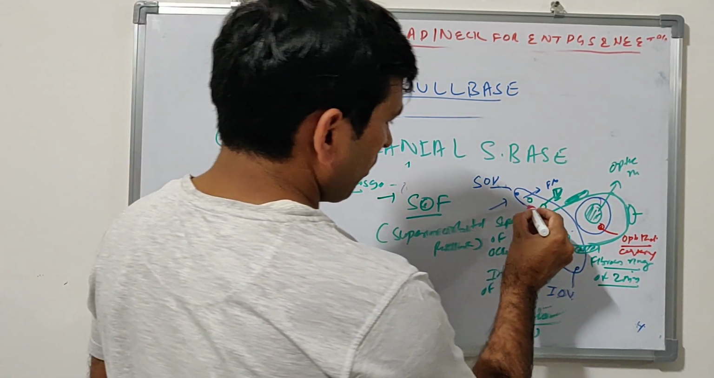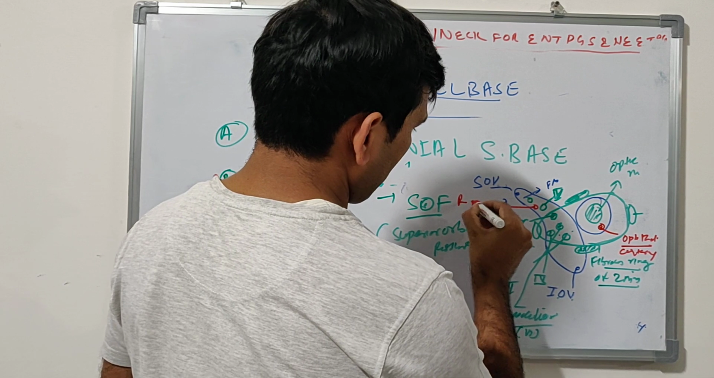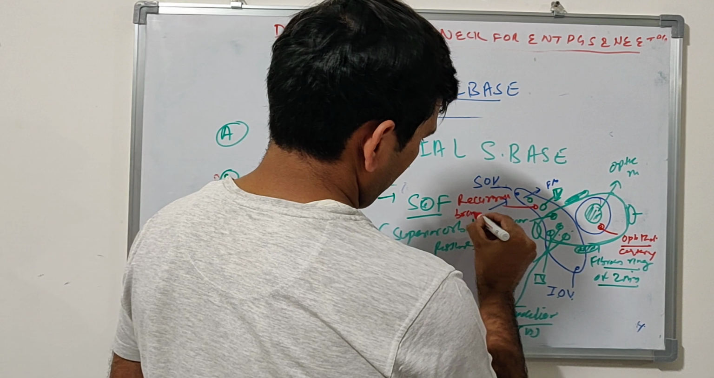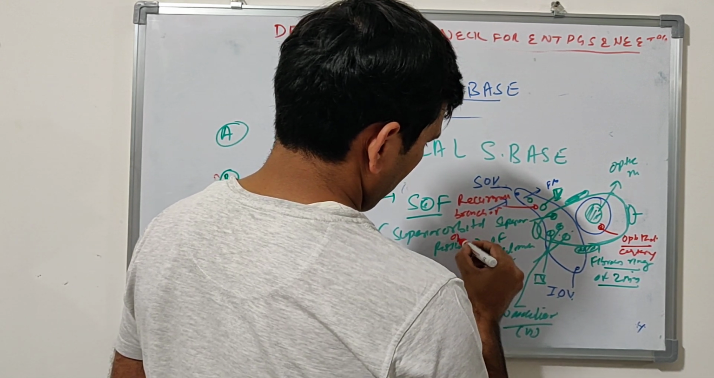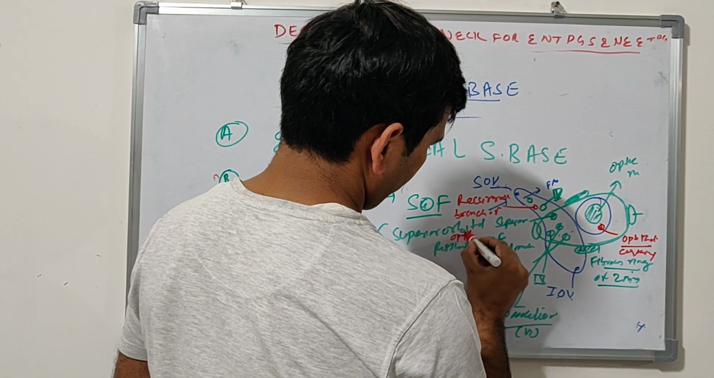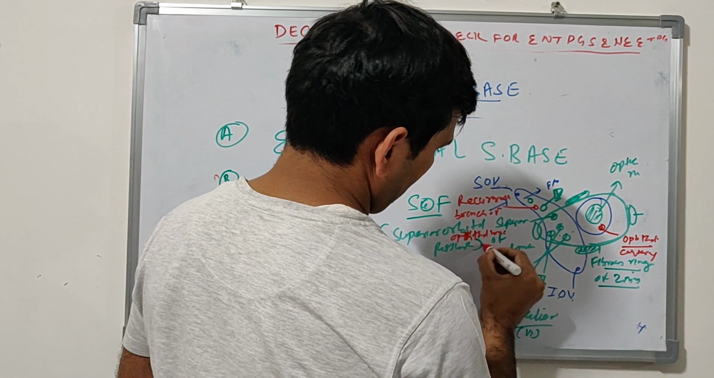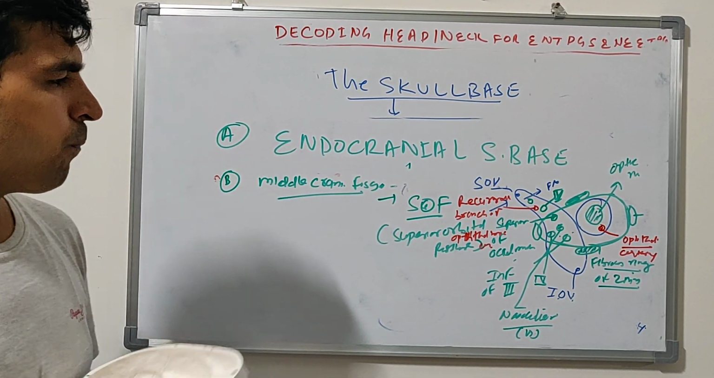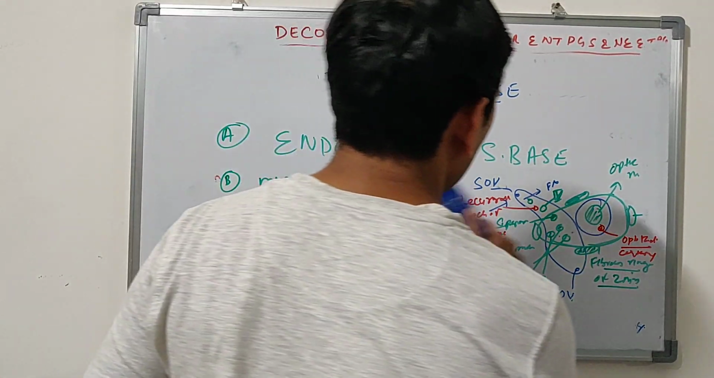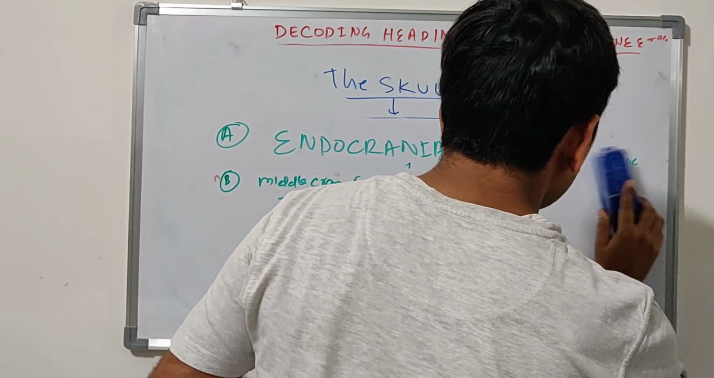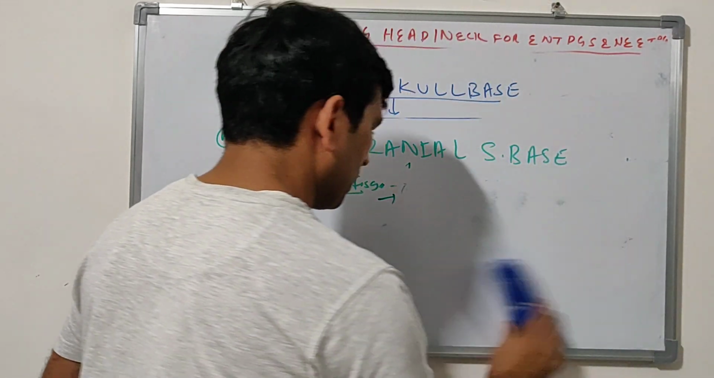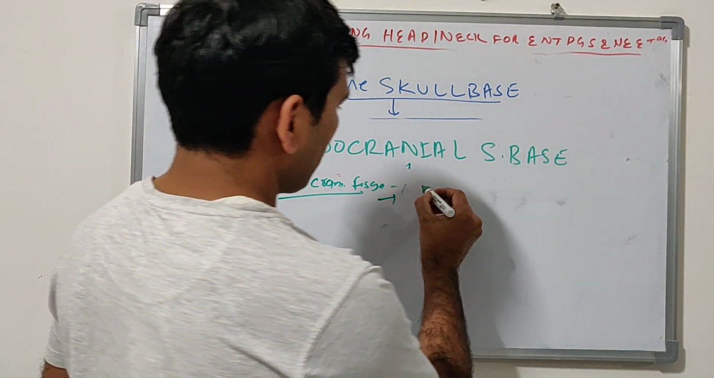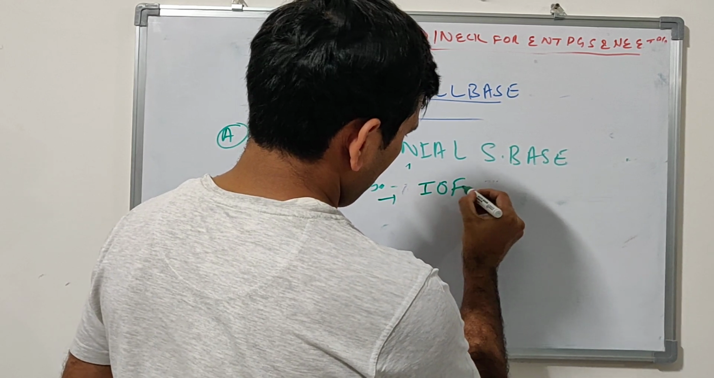Here laterally one finds the recurrent branch of the ophthalmic artery. These are the structures passing through the superior orbital fissure. Now we will talk about, simultaneously, the inferior orbital fissure. So you will get the structures passing through the inferior orbital fissure.